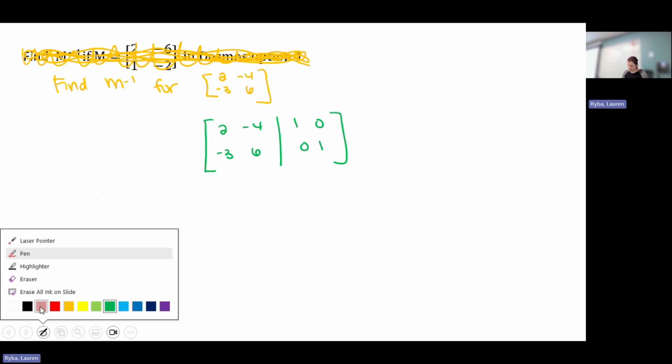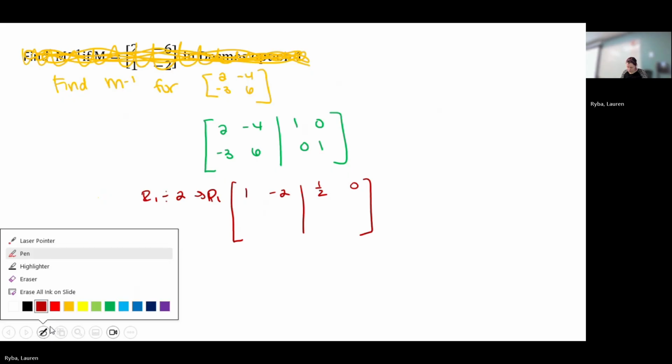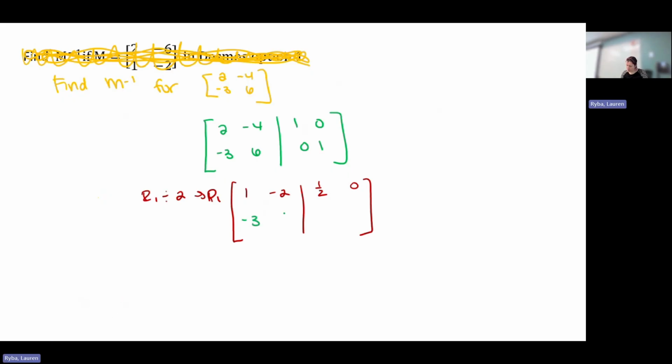So I'm going to take row 1 and divide everything by 2. I'm going to replace row 1. So 2 divided by 2 is 1. -4 divided by 2 is -2. 1 divided by 2 is 1/2. 0 divided by 2 is 0. And then I'm going to leave that bottom row as is.